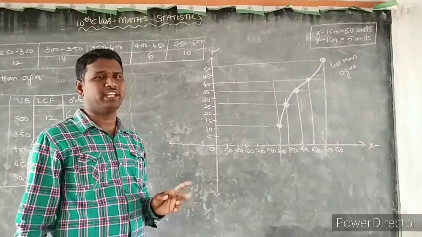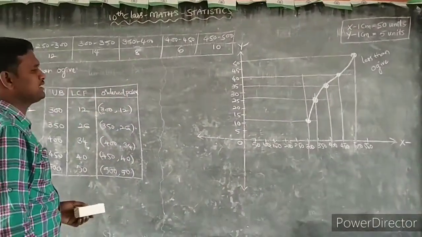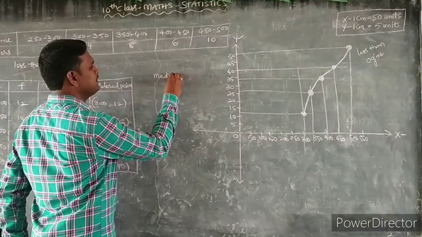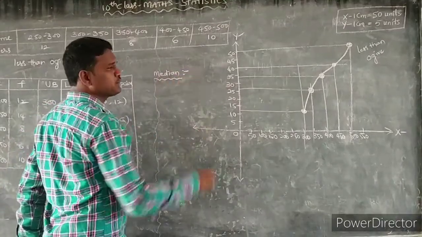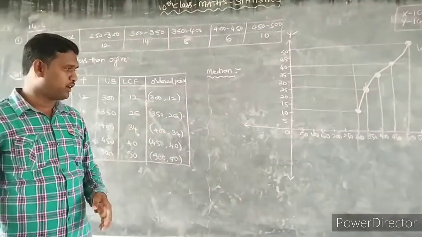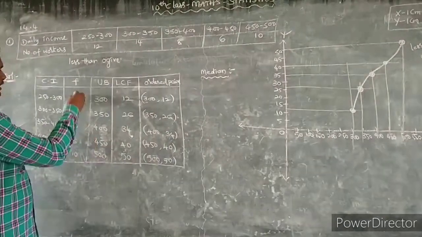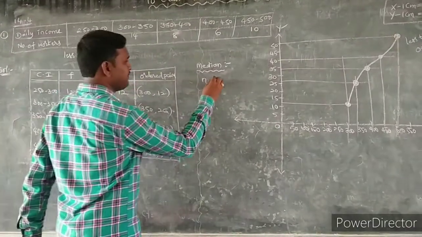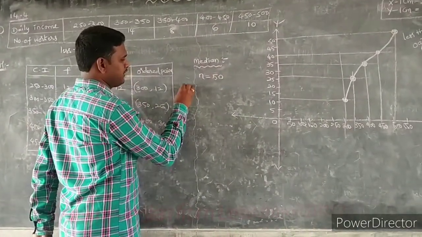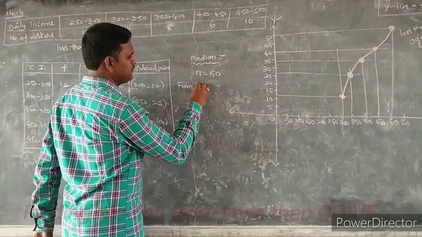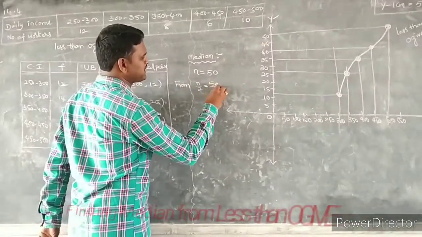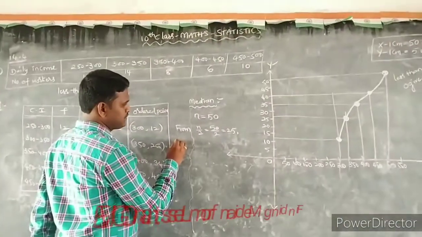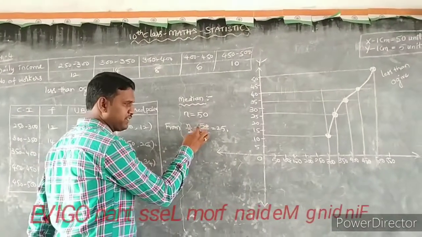Still we can find the median from this. How can you find the median from this? Let me explain. Here it is not asked, but if they ask us to find the median from this ogive, how can we do it? What is the number of workers? That is, the n value is equal to how much? 50. From n by 2, which is 50 by 2, 25.